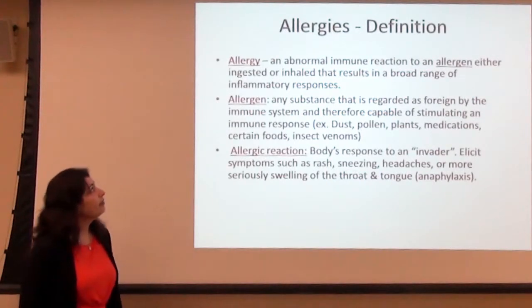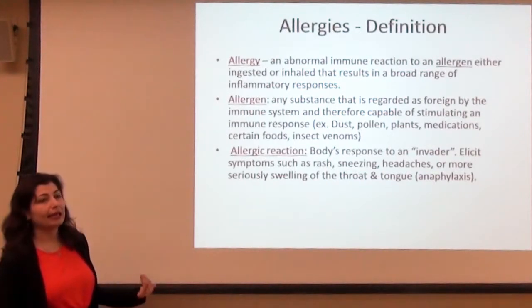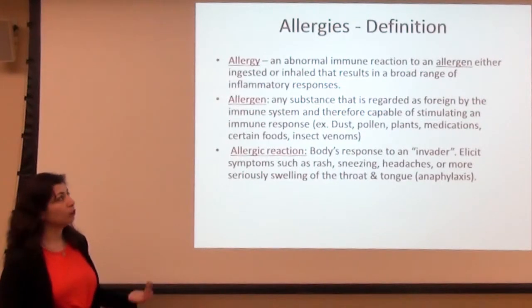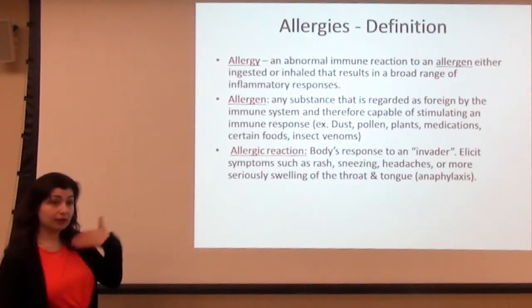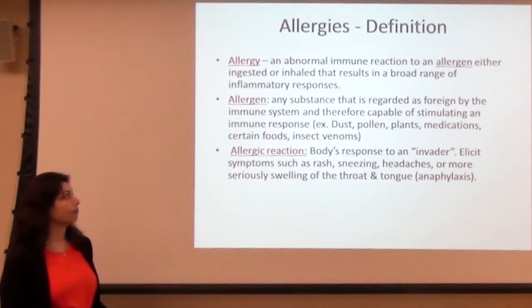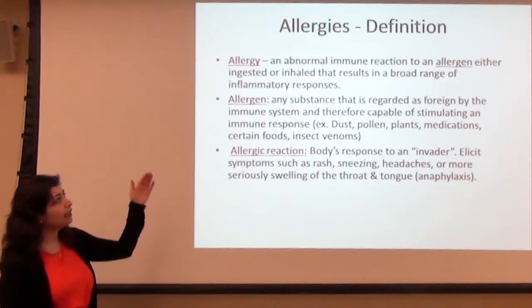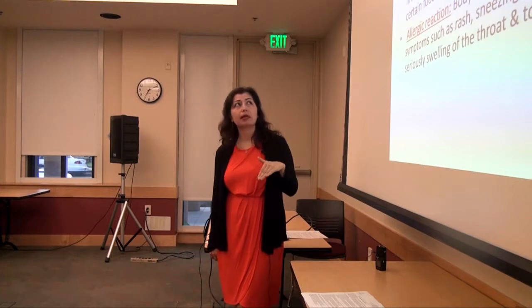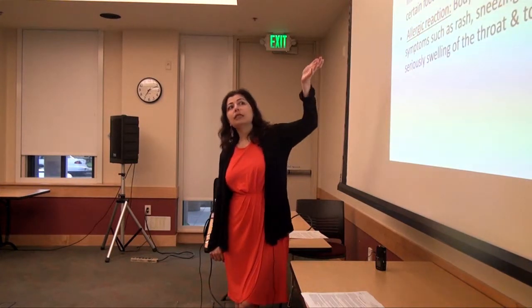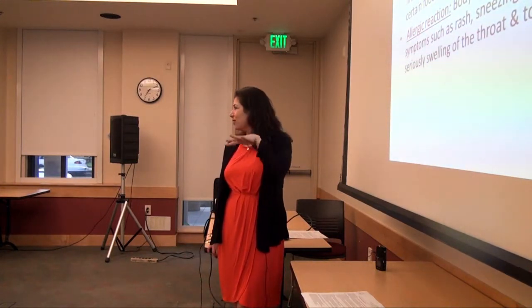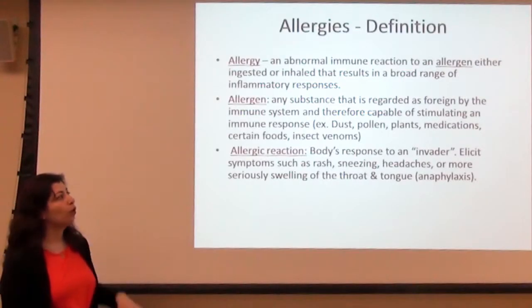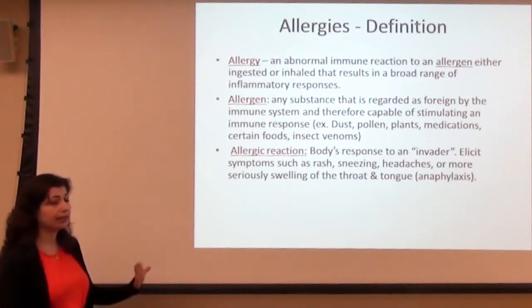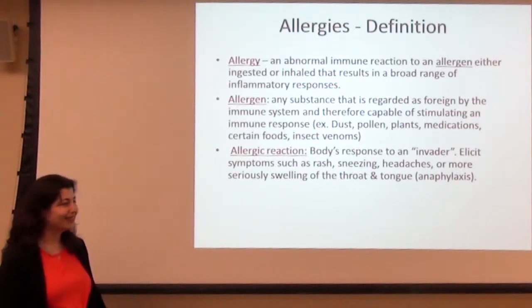So in terms of definition, allergy is basically an abnormal reaction that your immune system has to an allergen that can be either eaten or breathed. And it can lead to a bunch of inflammatory responses. And an allergen is any substance that your immune system sees as foreign. So it could be things like dust, pollen, certain plants, medications, foods, insect venoms, like bee stings.